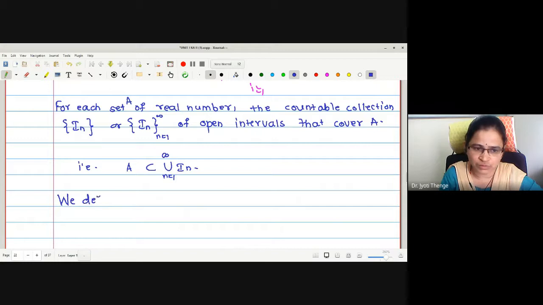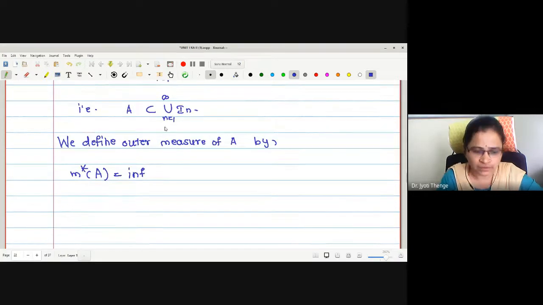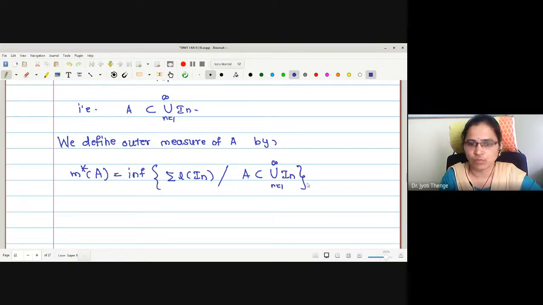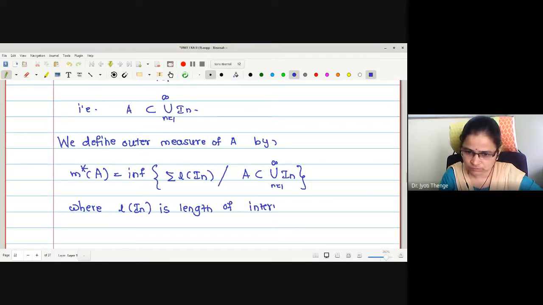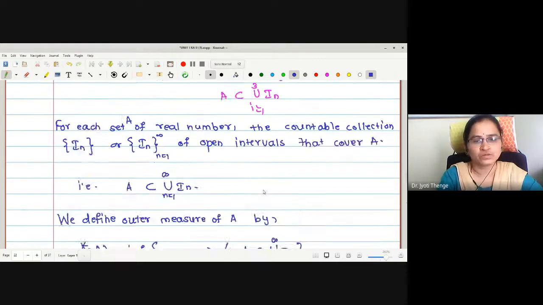Let me write, we define the outer measure of A. The notation we were using is m star. m star of A is the infimum of the length of the covering. How can you find the length of this covering, the union of In? Is it the summation of the length of In? Yes, ma'am. m star of A is the infimum of the sum of l(In) such that A is contained in the union of In, n running from 1 to infinity, where l(In) is the length of the interval In.